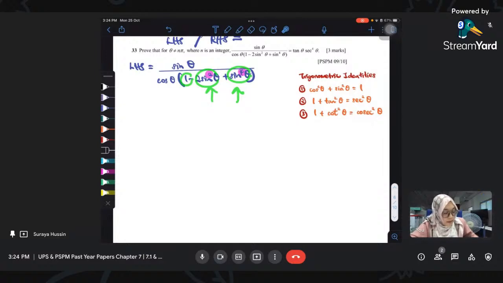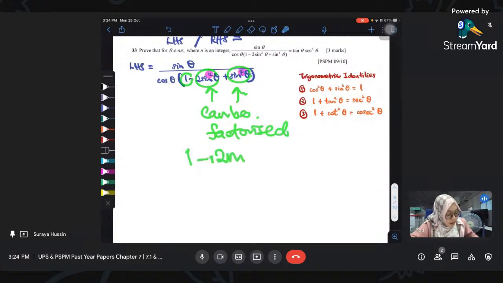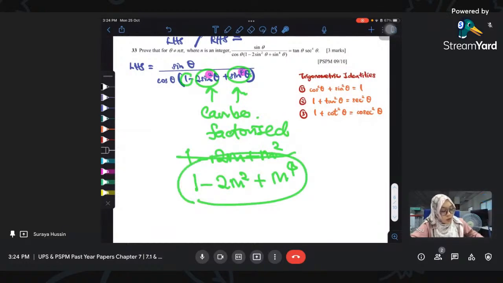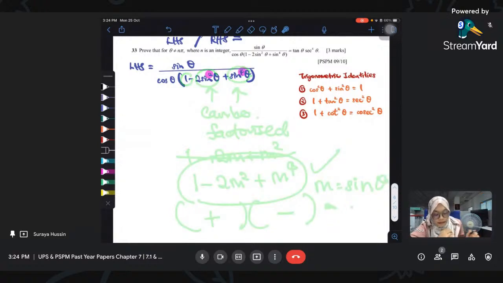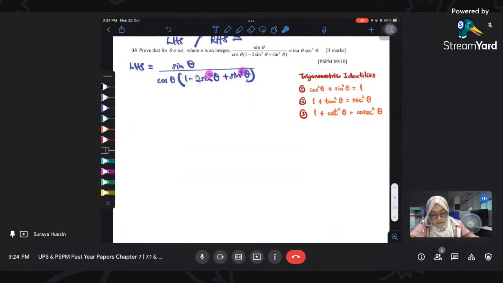Tulis nota situ. Seolah-olah macam 1 minus 2m plus m squared. No. Maybe 1 minus 2m squared plus m to the power 4. Sort of like this. You kena pandai baca sendiri. Tukarkan m kepada sine theta for a moment, and then you know how to factorize it, right? Tak perlulah equal apa-apa. It's just that for you to see, oh, aku boleh buat something dekat sini. You know, there's some idea that you can think of lah.